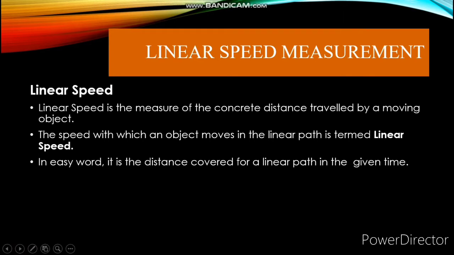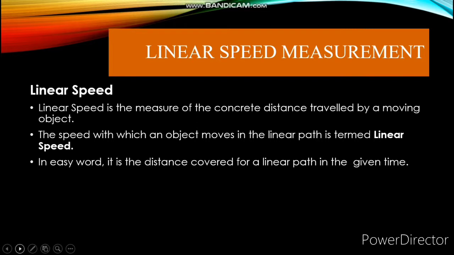Linear speed measurement is the measure of the concrete distance traveled by a moving object. The speed with which an object moves in a linear path is termed linear speed. So in easy words, it is the distance covered along a linear path in a given time. For example, driving a bicycle, here you can measure its linear speed through a certain time, how fast you are riding.